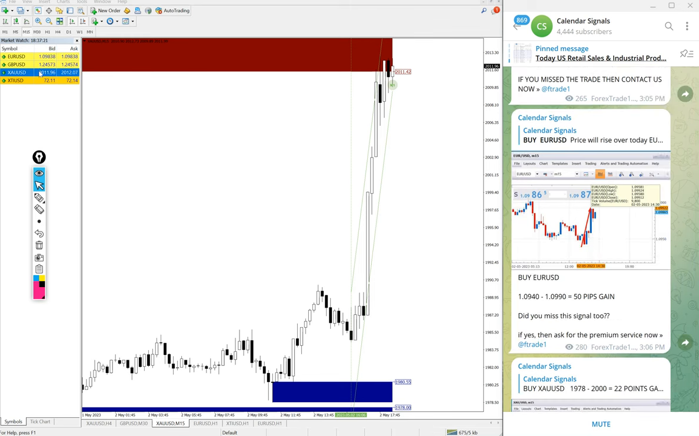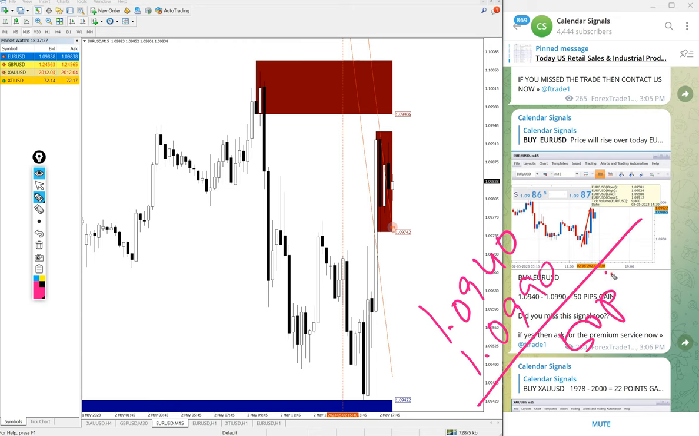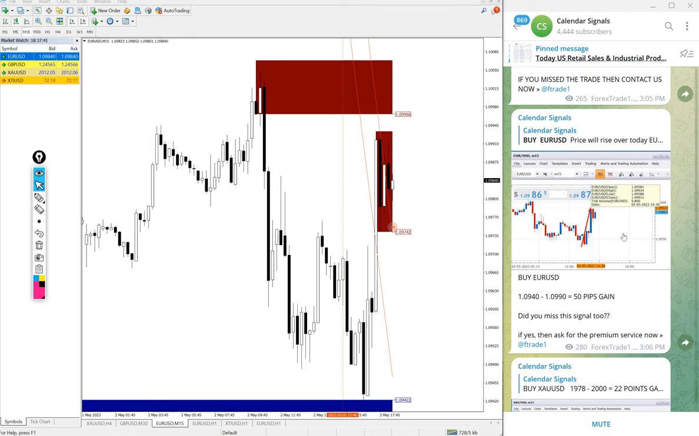Then we gave a EURUSD buy signal. Here is the EURUSD chart, entry at 1.094 and high traded 1.099, so 50 pips gain on EURUSD buy signal.